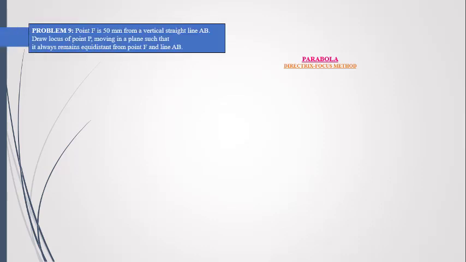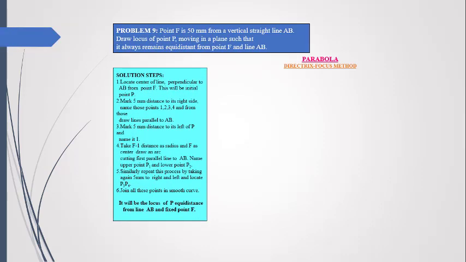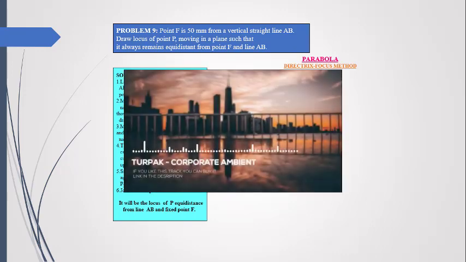Again, like the ellipse, we will see the directrix focus method for the parabola construction. I have told you that for the parabola, the eccentricity value will be equal to 1. The question is the same as that of the ellipse. Point F is 50 millimeter from a vertical straight line AB. Draw the locus of point P moving in a plane such that it always remains equidistant from point F and line AB.